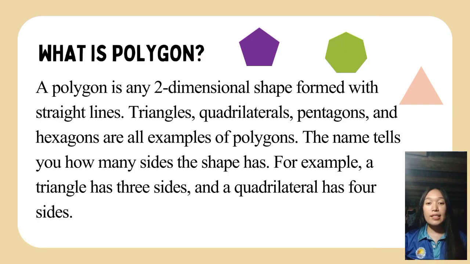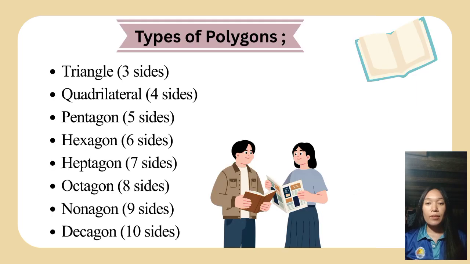So next is polygon. A polygon is a closed two-dimensional shape made up of straight line segments called sides. There are types of polygon. First is triangle, a polygon with three sides and three angles. It is the simplest polygon and can be different types.